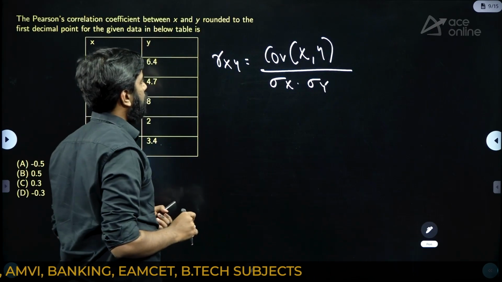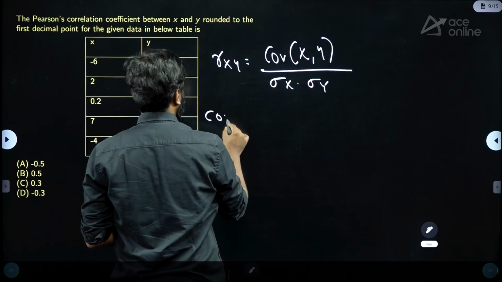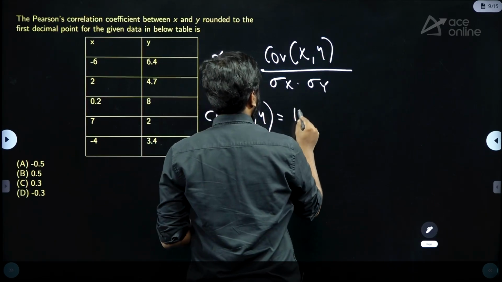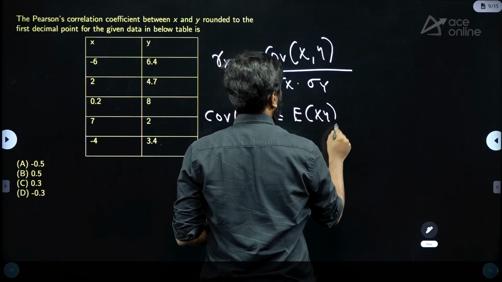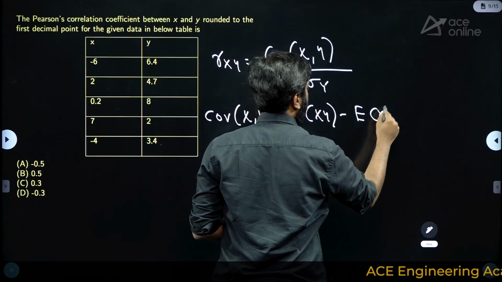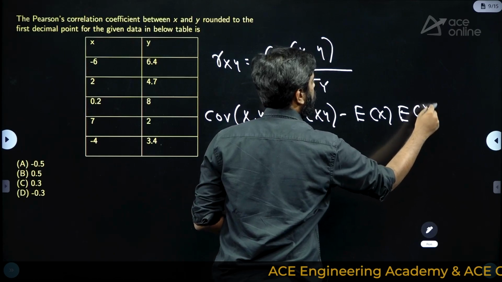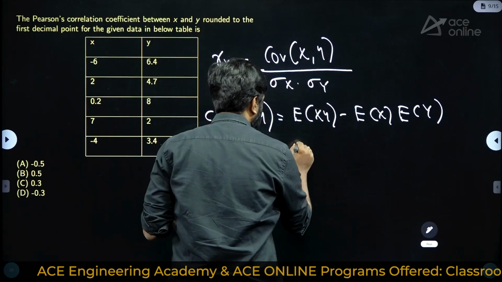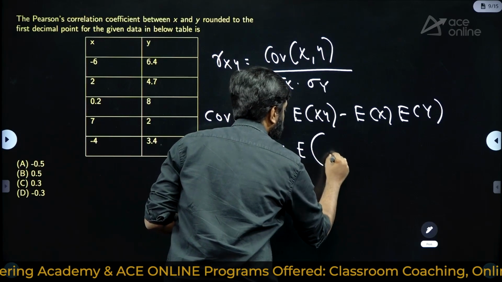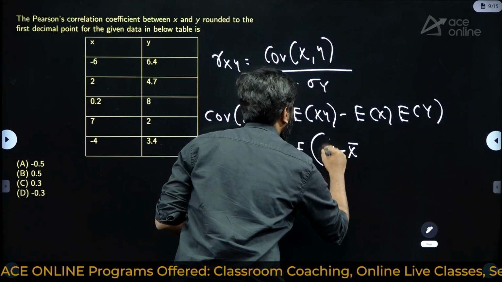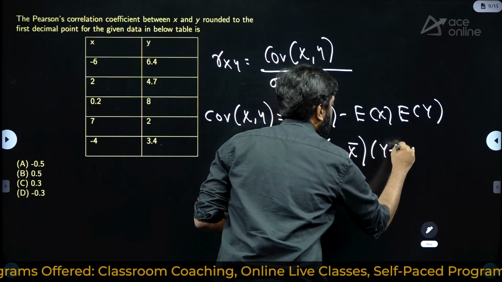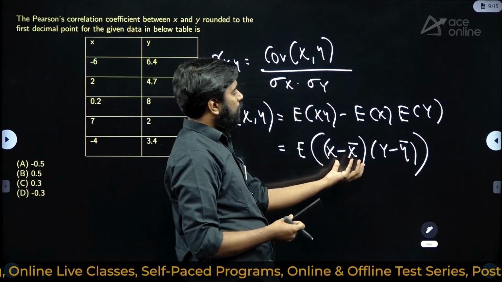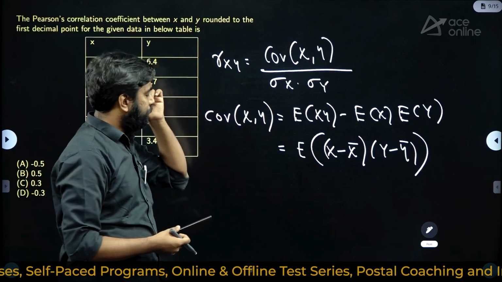This is the expression. Now how do you find the covariance? The covariance, you can find it like this: expectation of XY minus expectation of X into expectation of Y. This is one way. There is also another way. Whenever the table is given, you can also find it like this. It is expectation of (X minus X bar) into (Y minus Y bar). So we usually use this because the calculations would be simple.